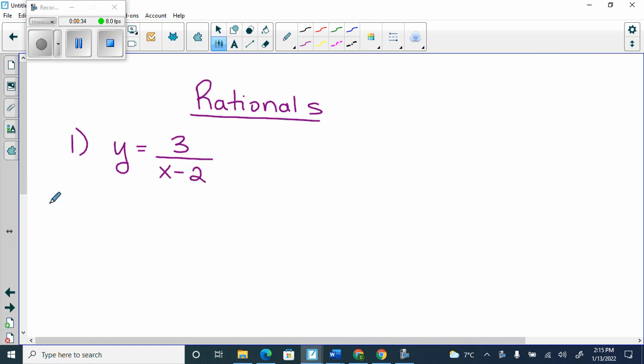Now you either have to put that into your calculator as the fraction button, and then 3 over x minus 2, or you have to put the x minus 2 in brackets so that it knows it's in the denominator. So everyone type that into your calculator.